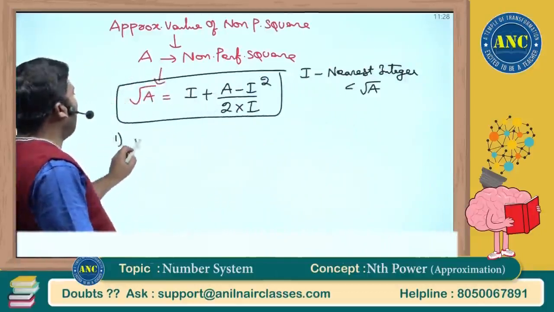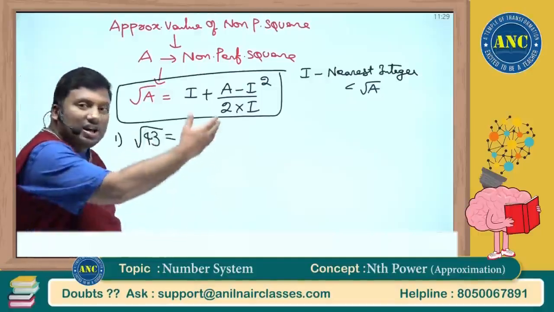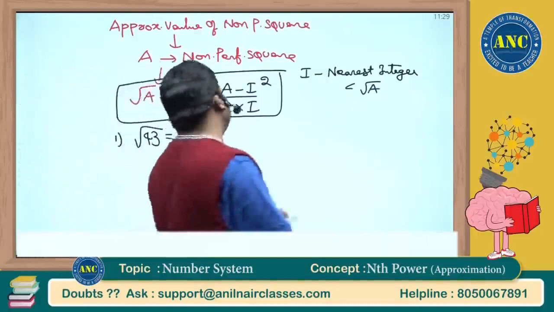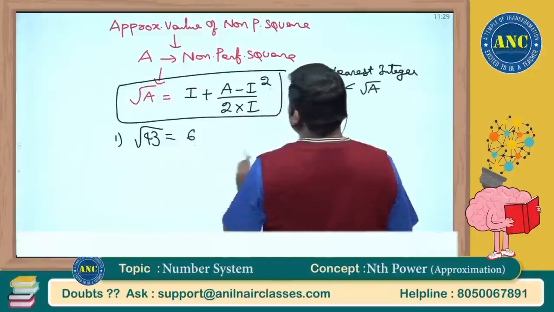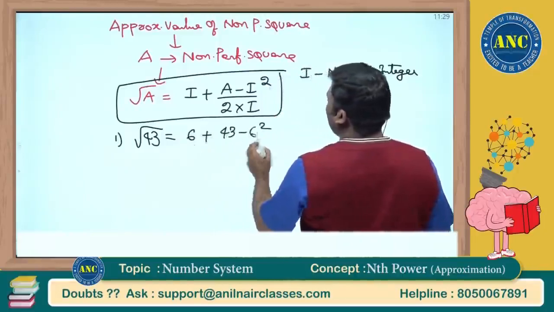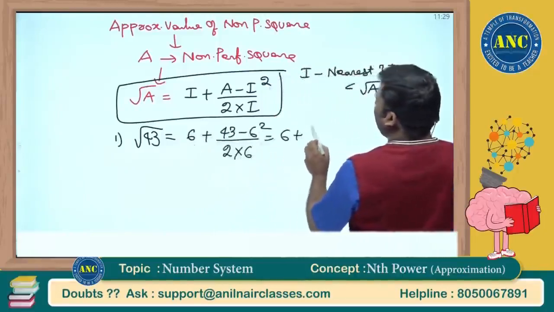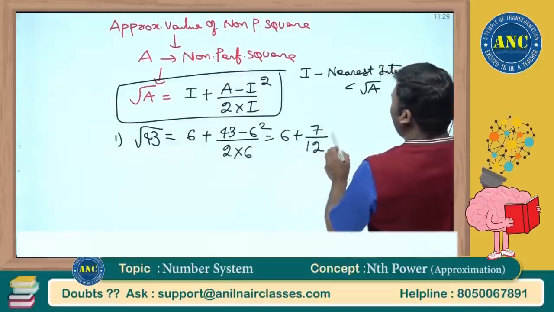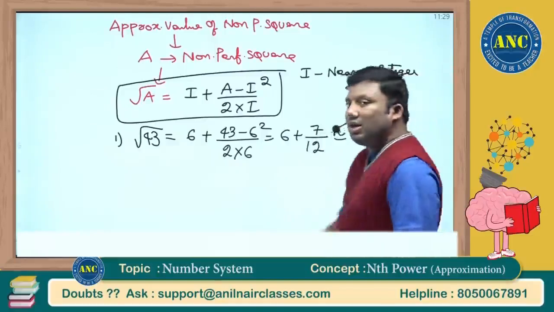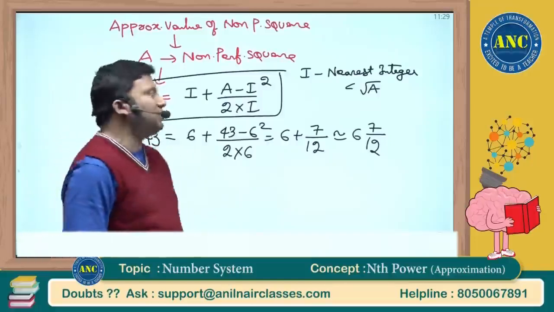For example, root of 43. What is the nearest integer just less than root 43? Root 36 is less than root 43. So it is 6 plus 43 minus 6 square divided by 2 into 6, which is 6 plus 7 by 12. Approximately the answer is 6, 7 by 12. Not a single video on any YouTube channel all over the world will give you this proof.